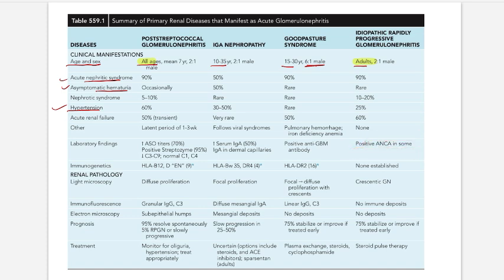Is there any HLA association, immunogenetics? Yes. In PSGN, HLA-B12, D, E, and 9. In IgA nephropathy, HLA-B35, DR4. In Goodpasture, HLA-DR2. Okay, we will do renal pathology. Now we are entering into the pathology of these diseases.